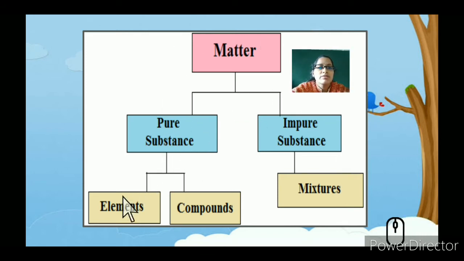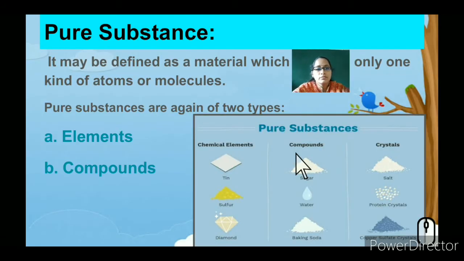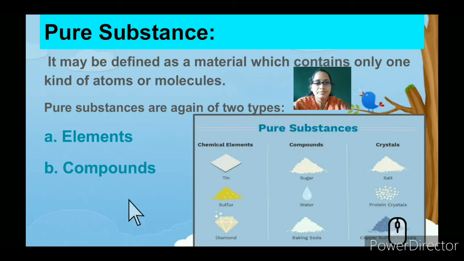Pure substance is further divided into elements and compounds. Impure substance is again further divided into mixtures. So let's start with pure substance. A pure substance is a material which contains only one kind of atom or molecules. It contains only one type of atom or molecules.